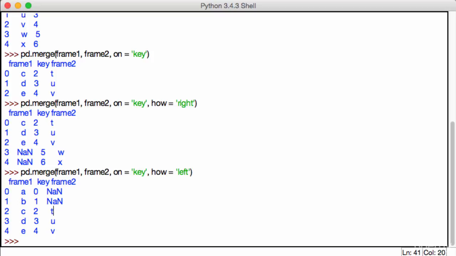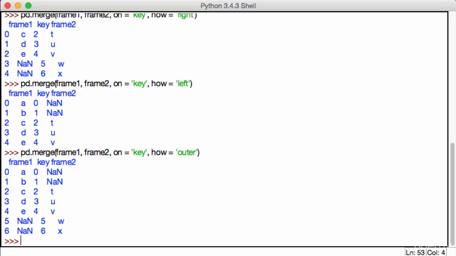Now, the other two are outer and inner. Outer basically uses the union of keys from both frames, okay? So if you specify outer, let's go ahead and instead of left do outer. What do you get? You get everything. It doesn't matter if it has it or if it doesn't. You're just joining both data frames together. So the full key list comes 0, 1, 2, 3, 4, 5, 6. Frame 1 is complete, frame 2 is complete, and then at the places where the key couldn't find a value, that's where the NaN, the null value, is coming. So outer is basically merging both data frames, and if there's no value, then that's fine.